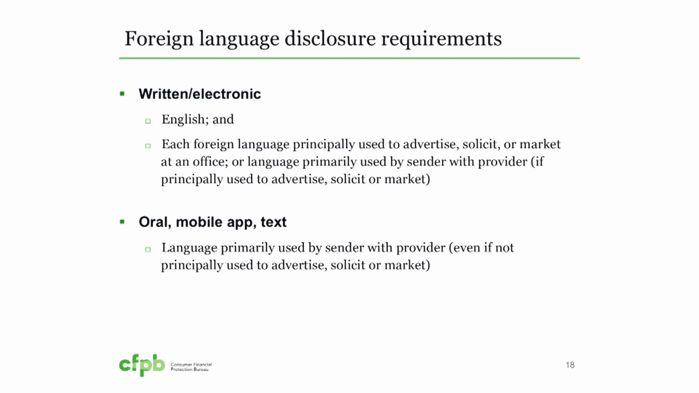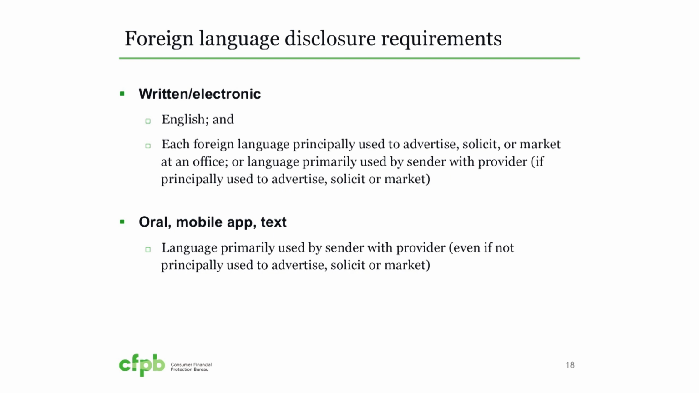For example, assume that Spanish, Vietnamese, and English are principally used to advertise remittance transfers at a provider's office. Giving disclosures in Spanish, Vietnamese, and English, or just Spanish and English if Spanish is primarily used by the sender to conduct the remittance transfer, would comply with the rule's foreign language disclosure requirement.